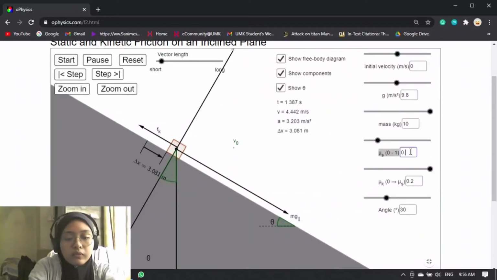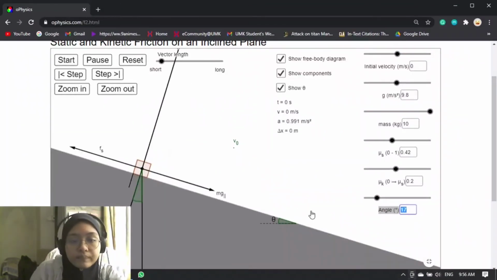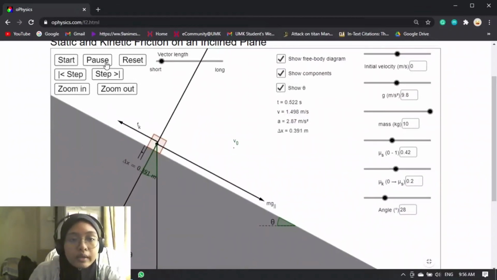So let's do the angle next. Next is 0.42 for the coefficient of static friction and a lower angle, like 7 degrees. As you can see here, it doesn't move. So how about we do it a little bit higher, like 28 degrees. So I see here that with the larger angle, the block finally starts moving, unlike at the lower angle. So the block accelerates down the inclined plane because of the unbalanced force.